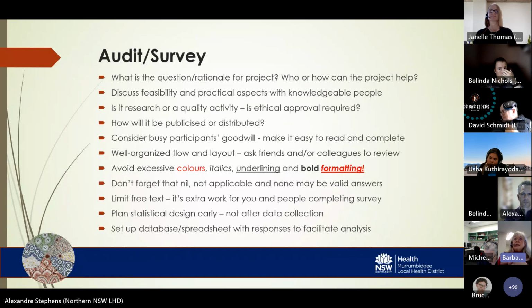I think the third point there will bring joy to people's hearts, because sometimes an audit or a survey is not actually a research project. Sometimes it's a quality activity and ethical approval might not be required. There's a couple of policies that you can go and read yourself about this. There's one on the NHMRC website, and if you simply put in NHMRC Research Quality Policy, you'll get a link to it, and you can read it and work out whether your survey is a quality activity or research.